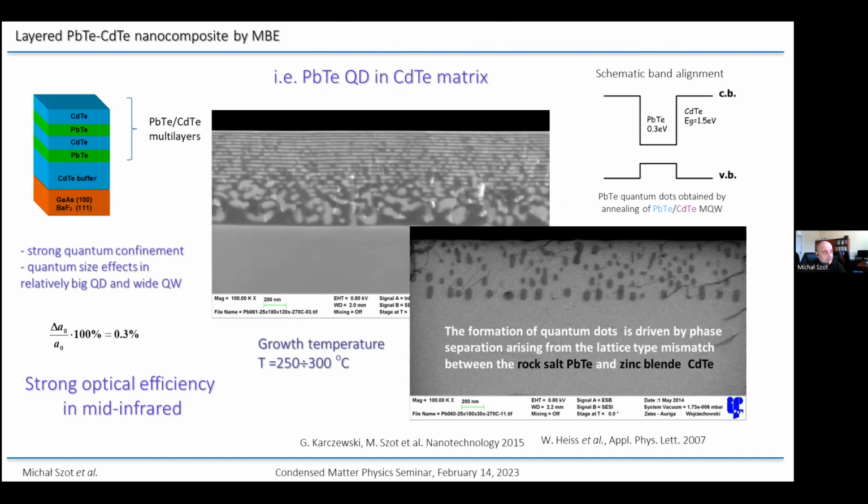We know lead telluride is a narrow gap semiconductor which crystallizes in rock salt structure, while cadmium telluride is a wide gap semiconductor which crystallizes in zinc blende structure. Because of this difference, both semiconductors are in practice immiscible at a temperature of around 300 degrees, which is the typical growth temperature. This method was originally presented by Hayes and collaborators from Professor Springholz's team, but I think that together with Professor Karczewski, we took this method to a higher level.